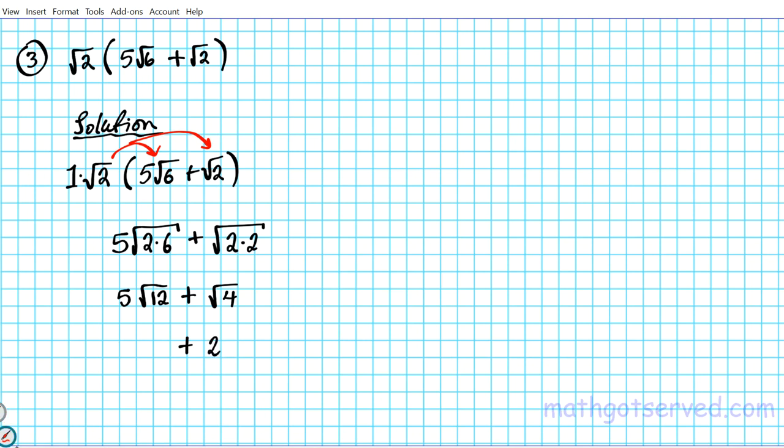How about root 12? Let's break that down. So to simplify root 12, let's break it down into prime factors. 2 goes into 12 because it's even. 2 goes into 12, 6. 2 goes into 6 3 times.